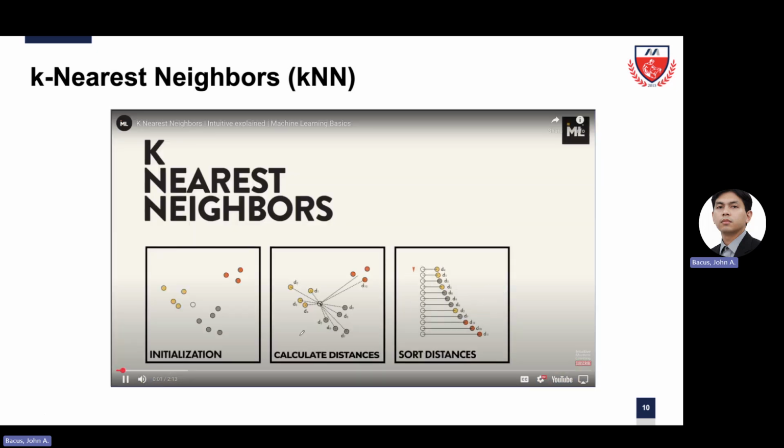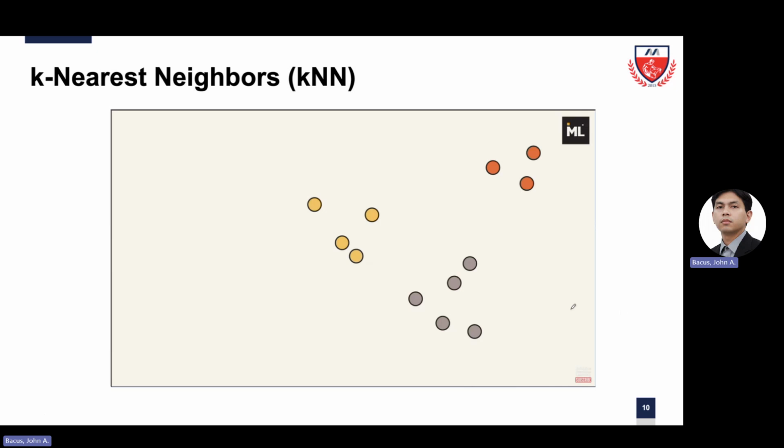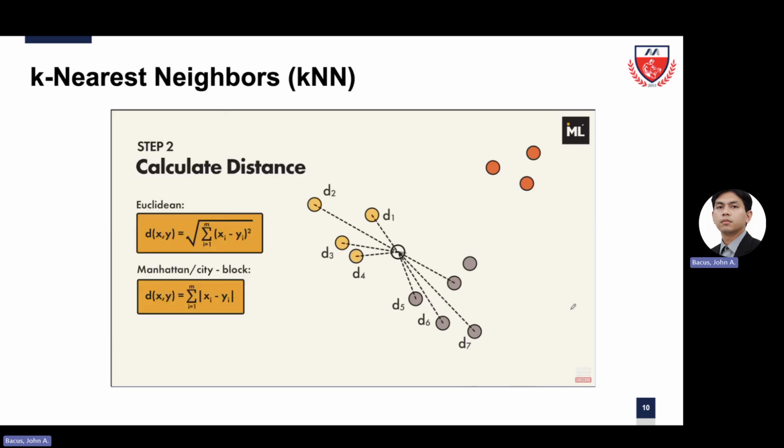K-nearest neighbor is a super simple supervised machine learning algorithm that can be used for both classification and regression problems. Here is a simple two-dimensional example for you to have a better understanding of this algorithm. Let's say we want to classify the given point into one of the three groups. In order to find the k-nearest neighbors of the given point, we need to calculate the distance between the given point and the other points. There are many distance functions, but Euclidean is the most commonly used one.